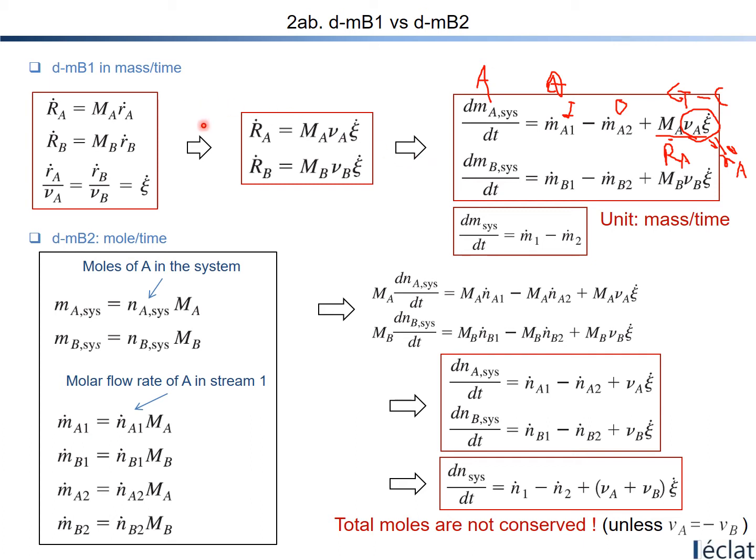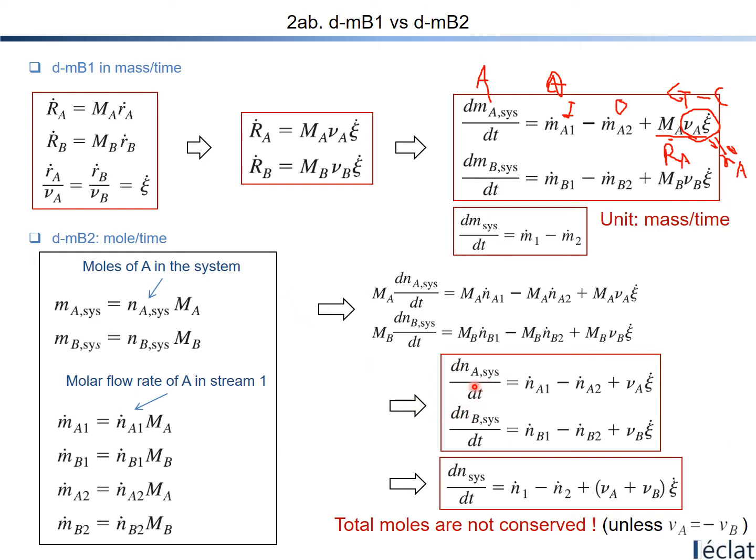Let's go to the second. That is the molar version of the material balance equation: differential material balance equation version 2. The 2 stands for moles, so the unit of this balance equation is mole per time. And then let's go directly to the final equation.